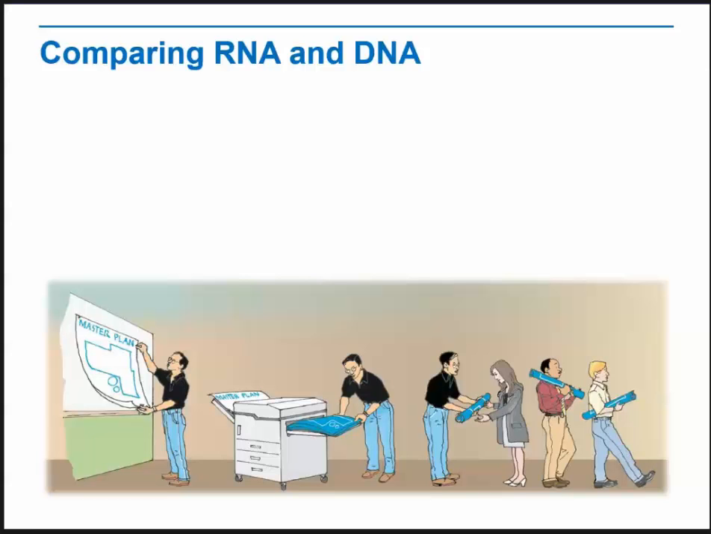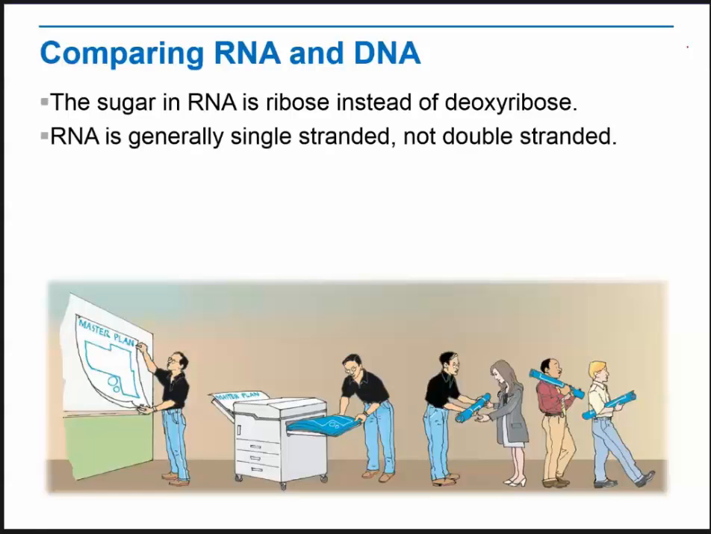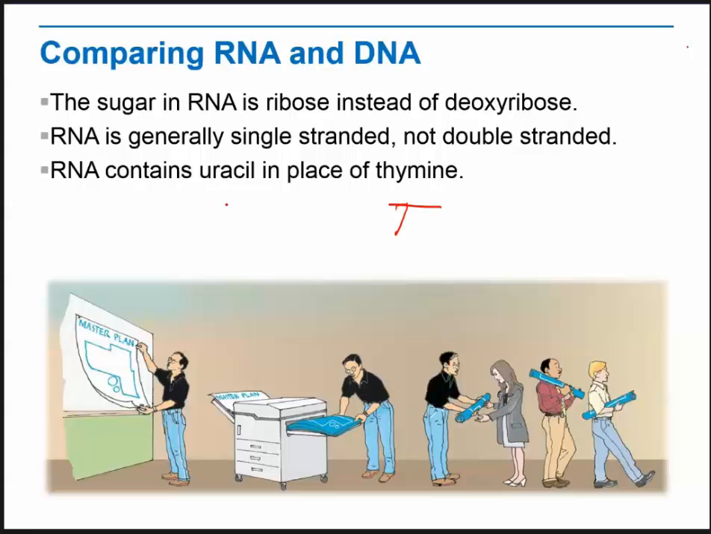If you recall, DNA is made up of nucleotides, which consist of a 5 carbon sugar, a phosphate group, and a nitrogenous base. Well, RNA is also made up of nucleotides, but theirs are different than DNA. The sugar in RNA is ribose instead of deoxyribose, so that's the R in RNA. RNA is generally single-stranded, not double-stranded like DNA. And RNA contains uracil in place of thymine. So you'll never see T's in RNA, you'll see U's.